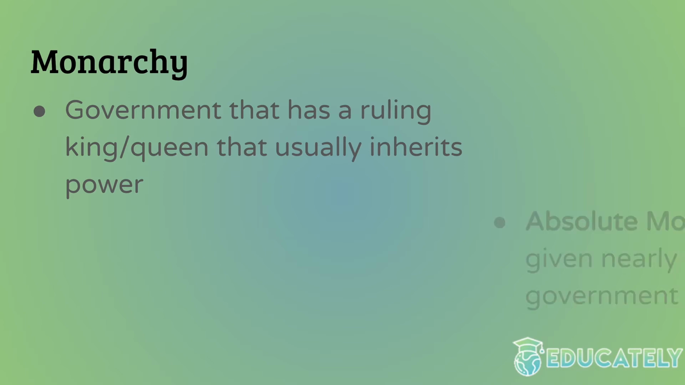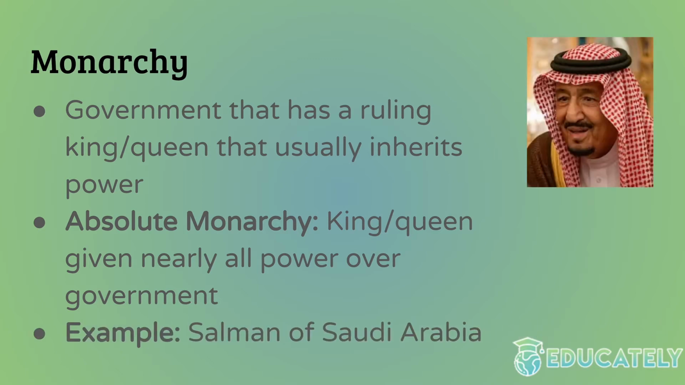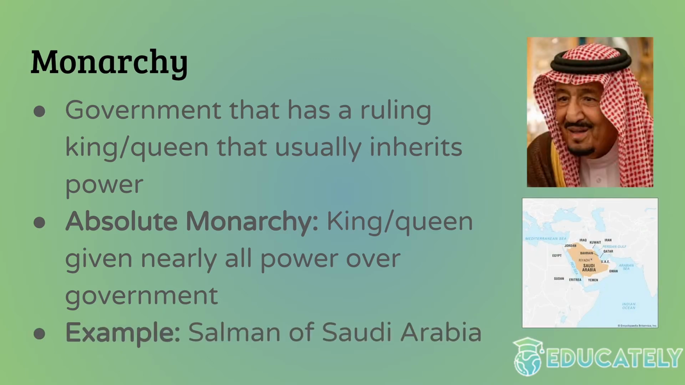There are two different types of monarchies. The first one we're going to talk about on this slide is called an absolute monarchy. That's where a king or a queen is given nearly all power over the government. So they are the ones that actually make the decisions that an executive leader would make. An example of that is in Saudi Arabia, you have Salman. There's a picture of him towards your right, and then there's a picture of where Saudi Arabia is on a map. In case you didn't know, it's in the Middle East.